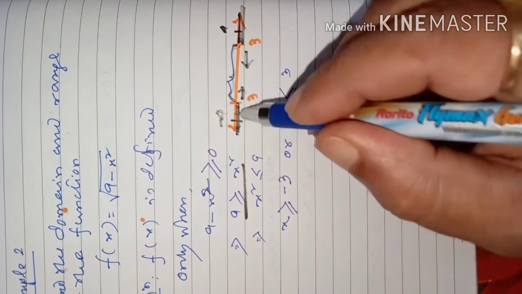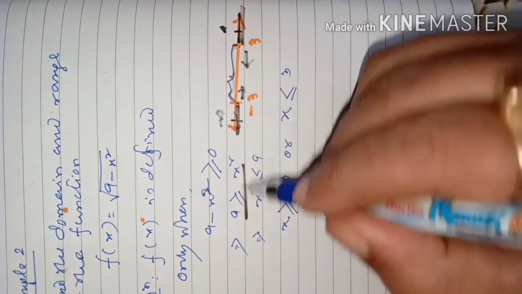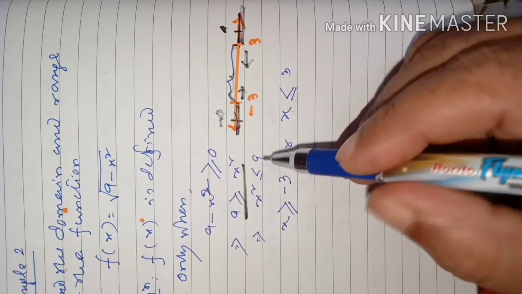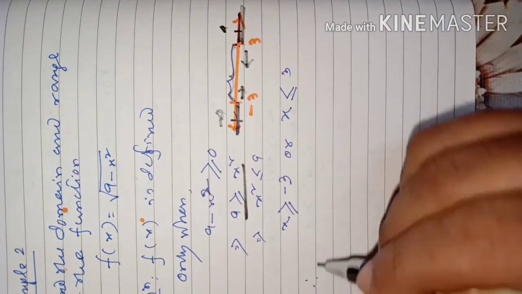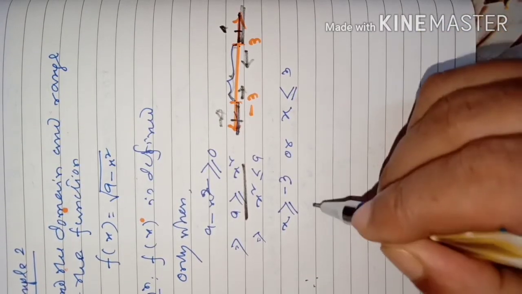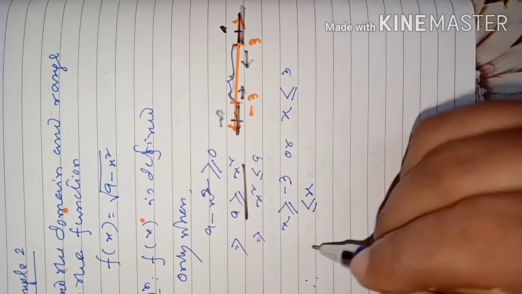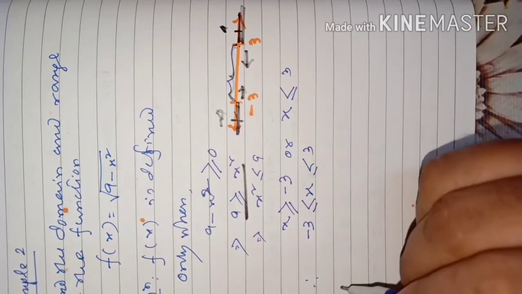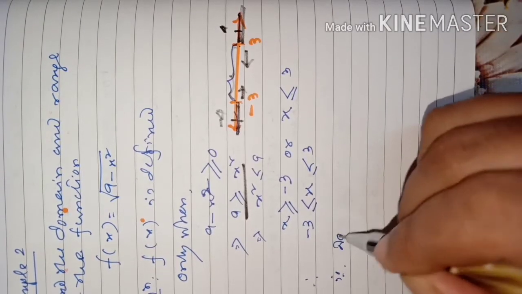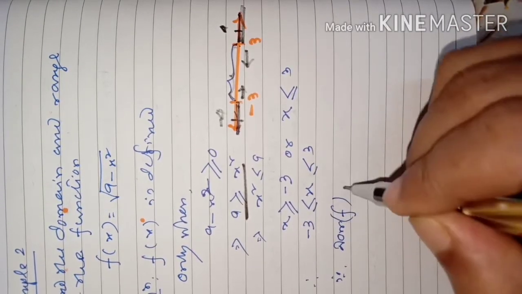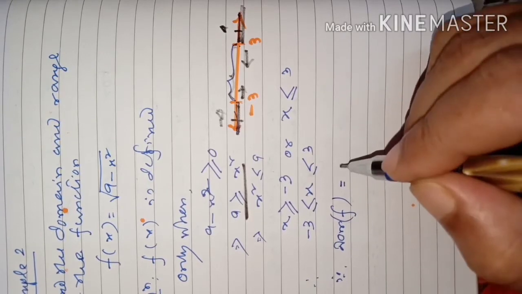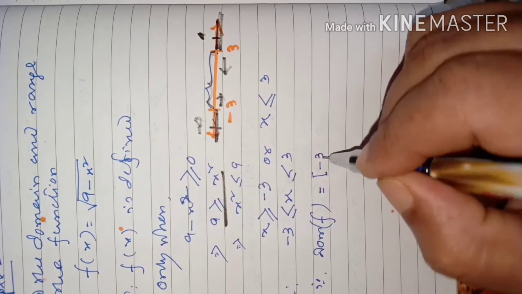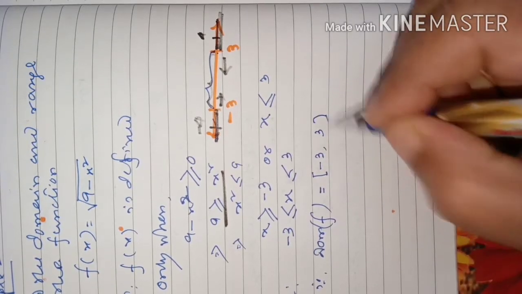These points also cannot be in the domain because they will not satisfy this condition. What it says, x square should be less than or equal to 9. So therefore x should lie between minus 3 and plus 3. That is the domain of the function. Domain of f is the numbers between minus 3 and plus 3. How to write? Close bracket, minus 3 comma plus 3, close bracket.